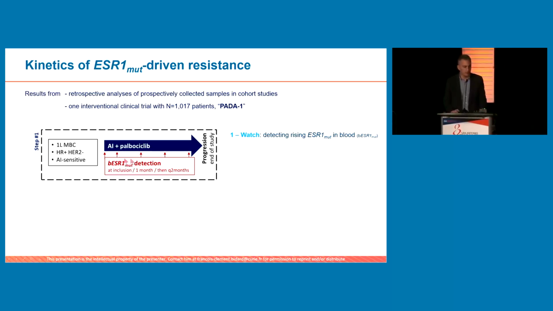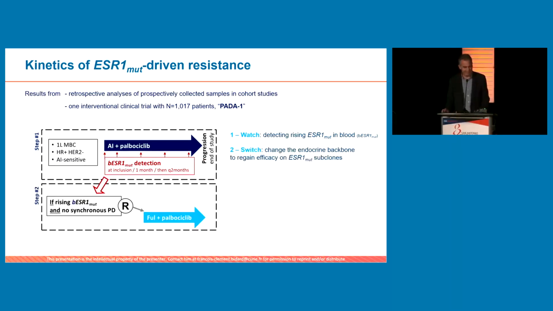The first step, we would call observational: patients with endocrine sensitive metastatic breast cancer were treated with AI plus palbociclib, and we were detecting in real time ESR1 mutation in blood, which I call B ESR1 mutation, at inclusion, 1 month, and then every 2 months during treatment. So this was step one, the watch part of it.